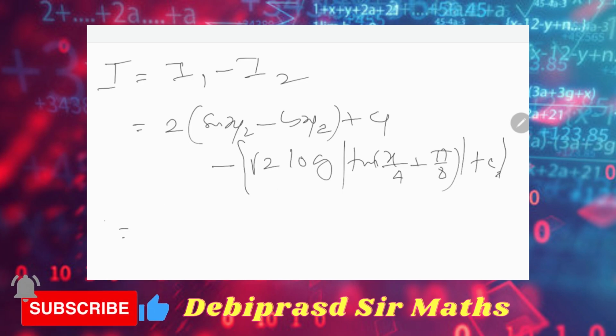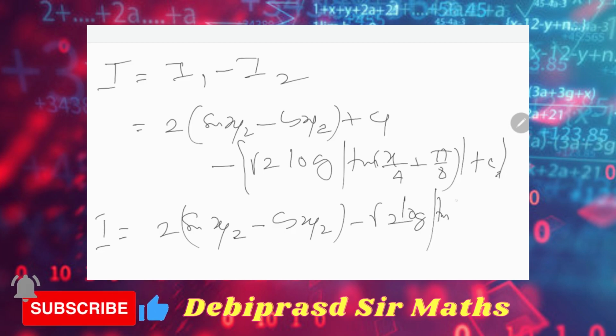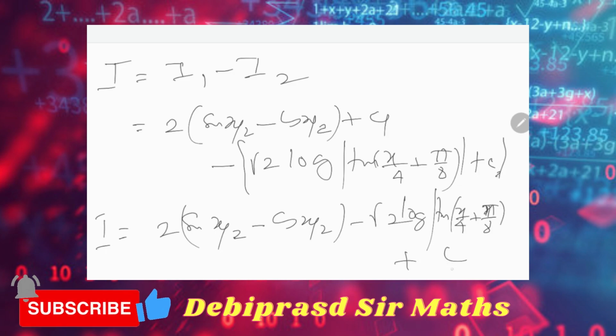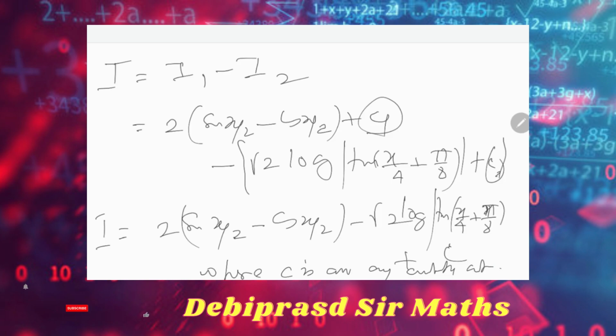Final line you will write I is equal to 2 (sin x/2 minus cos x/2) minus root 2 log tan (x/4 + pi/8) plus c. Previously it was c1 and c2. Finally you will write only c. You should write where c is any arbitrary constant. This is the solution of the first sum.